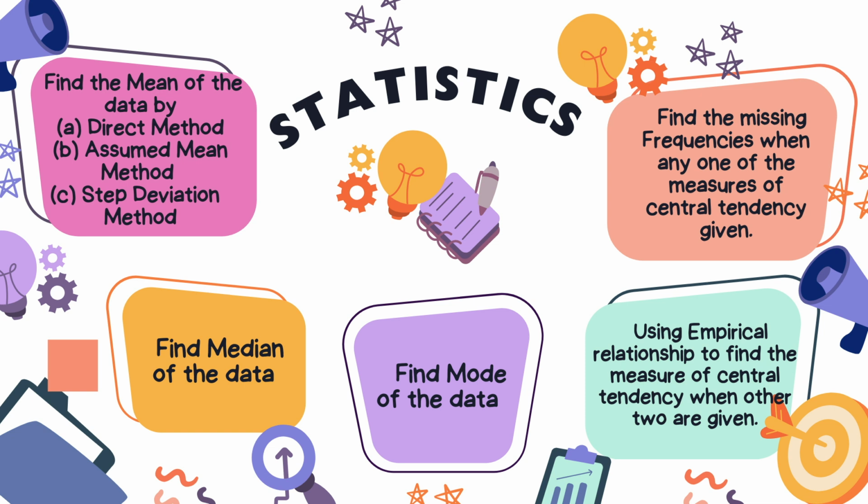Also, learn empirical formula. Mode equal to 3 median minus 2 mean. That shows the relationship between the 3 measures of central tendency, mean, median, and mode. Missing frequency questions are also very important.